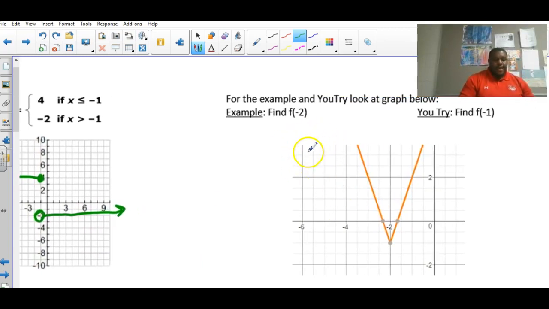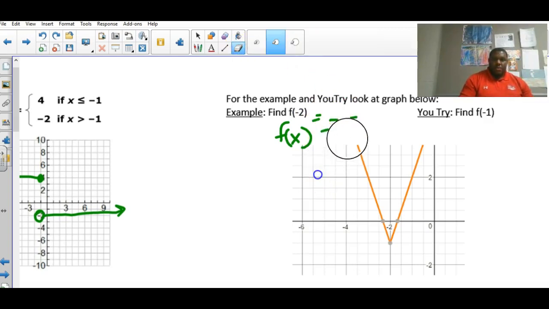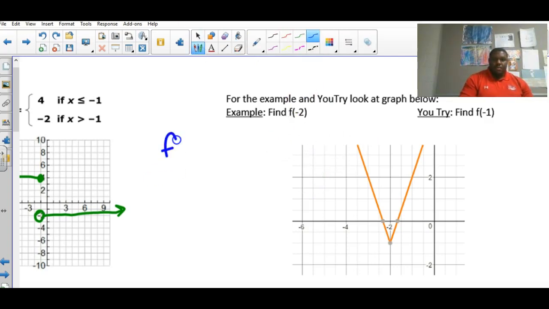Next, looking right here, we have find f of negative 2. Now this is the x value. You guys know f of x equals y. Well, x, that's my x value right there, and we're trying to figure out what the y is going to be. I don't want that to be division, I don't want anybody to think, oh, that's division. No, it's not. What I'm saying is f of x equals y. Well, x in this case is negative 2.